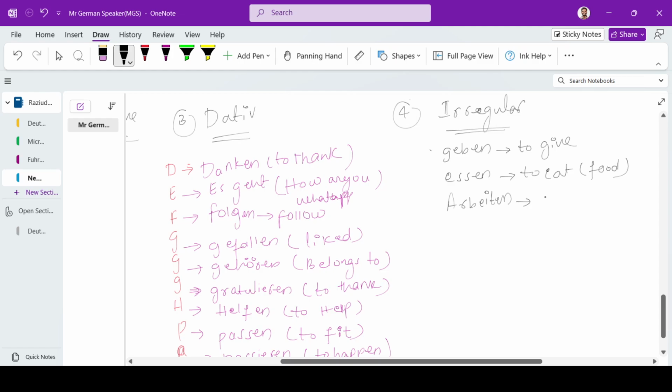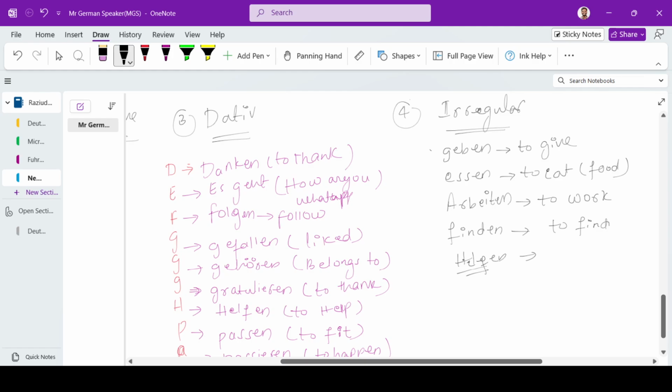Arbeiten is like to work. Arbeiten. Finden. Finden is like to find something. Okay. Then we have helfen. Helfen. It's a dative verb.